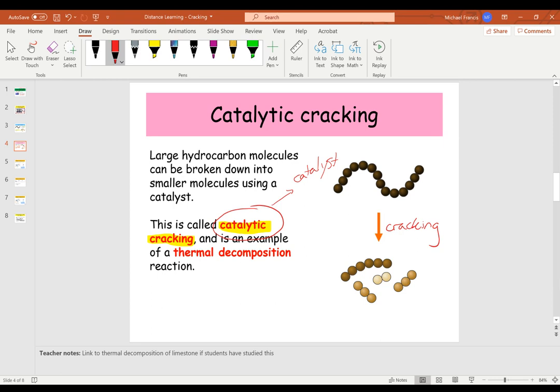This is an example of something called a thermal decomposition reaction. Again, we can work out what that means by breaking down the word. Thermal should bring to mind the idea of heat, and decomposition should bring the idea of breaking something down. So we're breaking down the molecule using heat and also a catalyst.